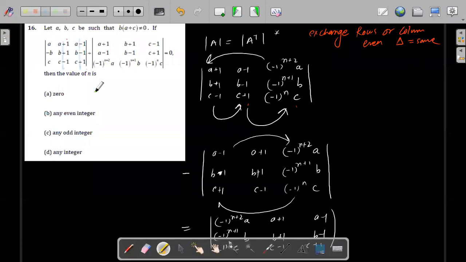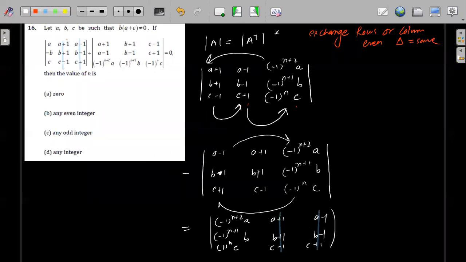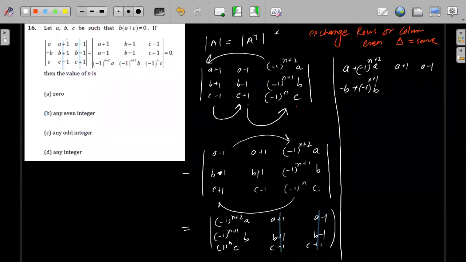Now see, in this case, this and this are exactly the same as this and this. So if this is happening, I can add these two determinants. After adding these two determinants, I will get a plus minus 1 to the power n into a, n plus 2 into a plus 1, a minus 1, minus b plus minus 1 to the power n plus 1 into b, b plus 1, b minus 1, and the last one is c plus minus 1 to the power n into c, c minus 1 and c plus 1, right?